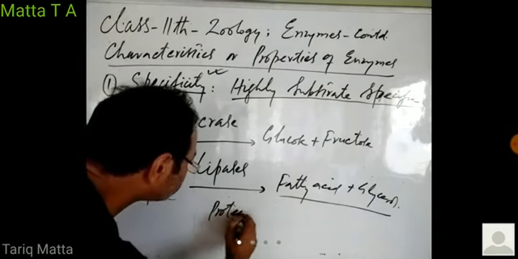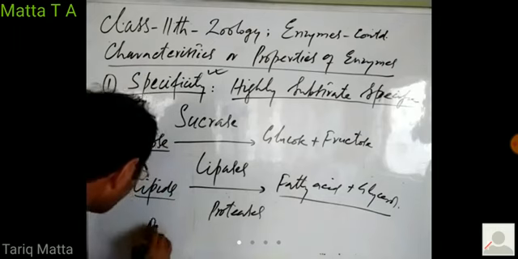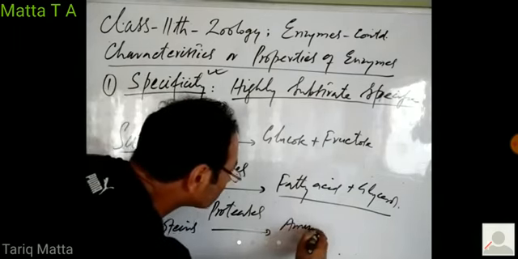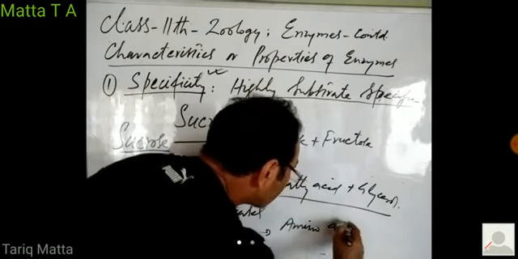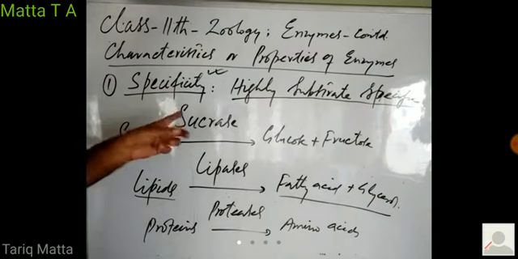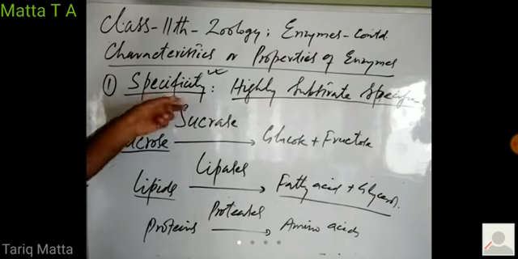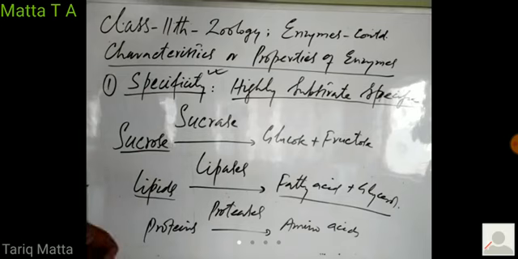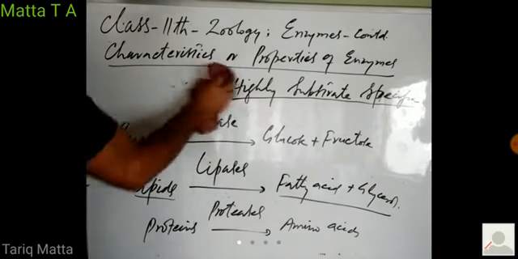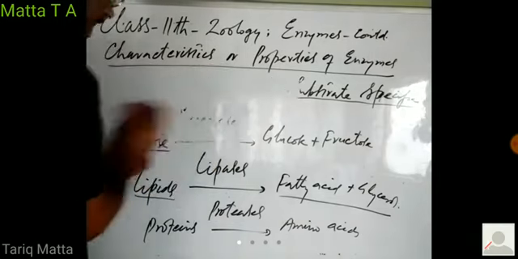Proteases will only act on proteins to convert them into amino acids, right? So in this way, we find that all enzymes are highly substrate specific, and this property is known as their specificity. Then enzymes show another property. That is, they show an optimum temperature.